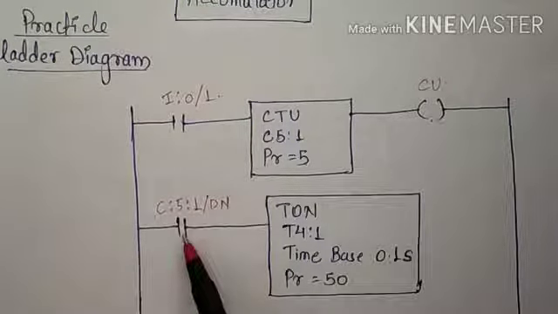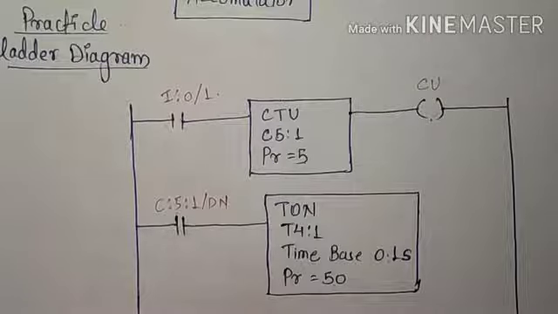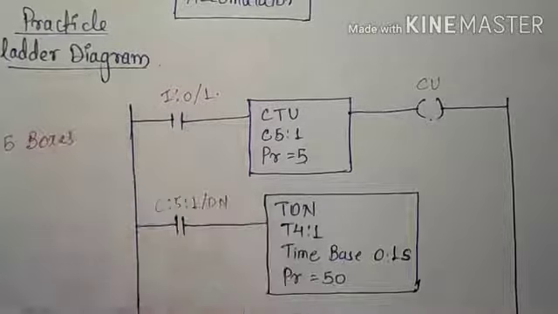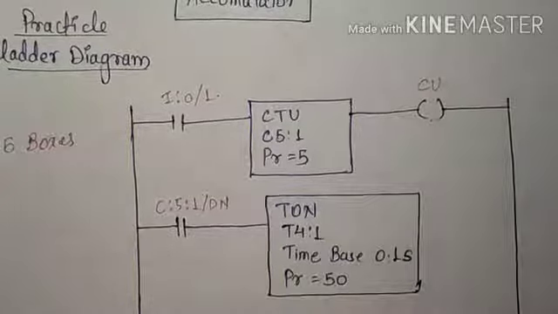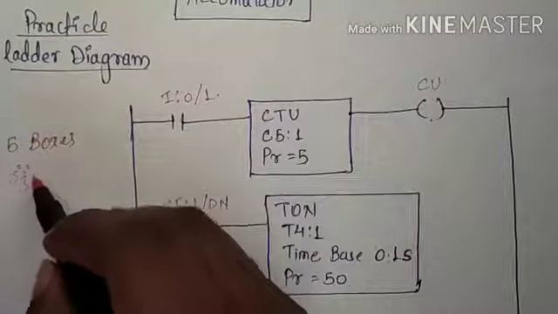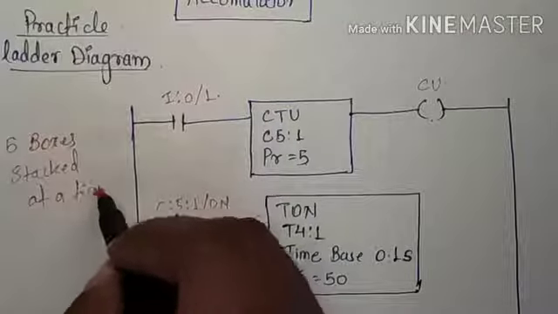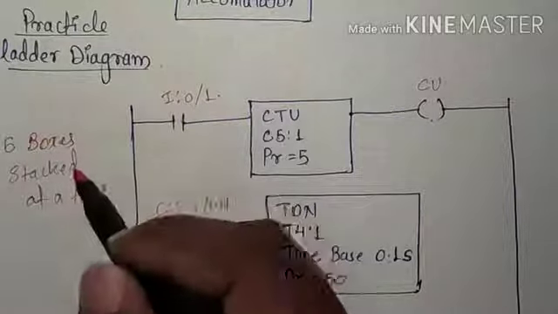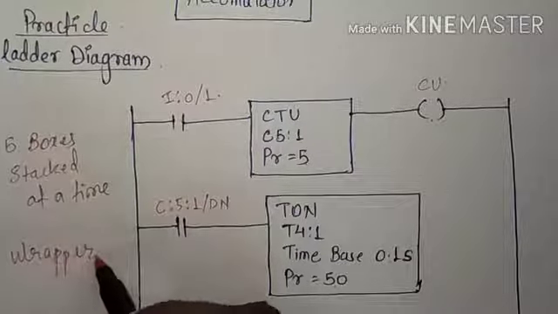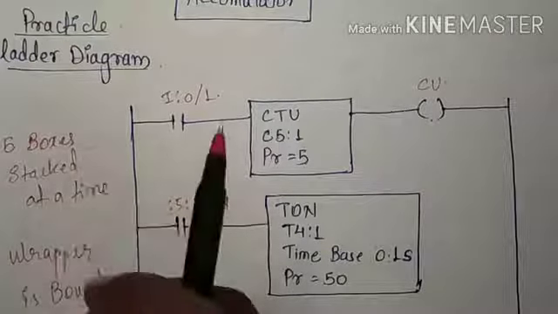So I am considering 5 boxes. 5 boxes are there, and they are stacked at a time. We are boxing 5 boxes at a time. Then a wrapper is bound. So these two are the conditions.